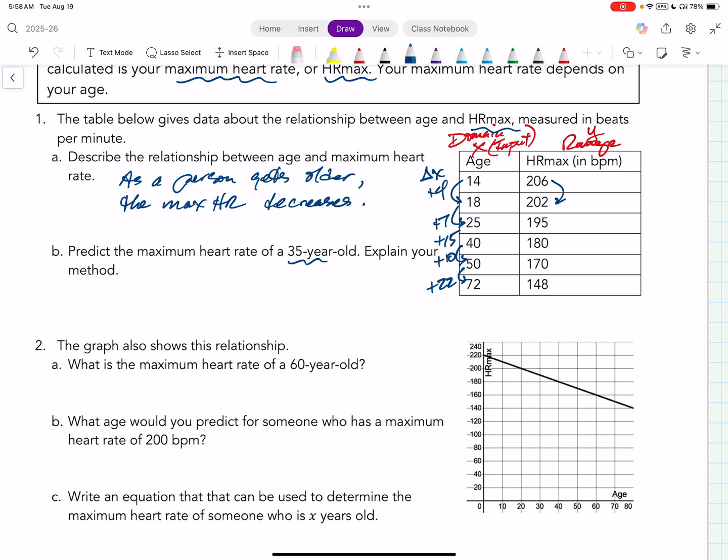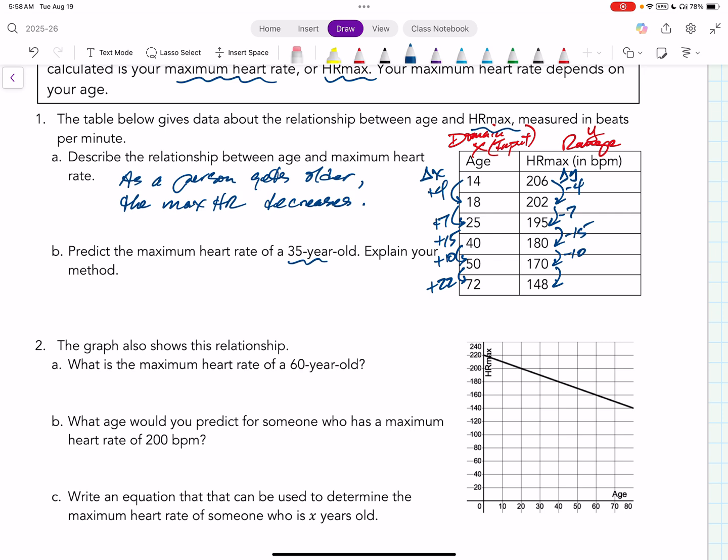But what's going on in the maximum heart rate in beats per minute? If you can't do this in your head, then you can use a calculator, whatever you need to do. From 206 to 202, there's a decrease of 4, so it's minus 4. We refer to this as delta y, or a change in the maximum heart rate. From 202 to 195, again we're decreasing, so the rate of change has got to be negative, but by how much? That's a minus 7. From 195 to 180 is a decrease of 15. From 180 to 170 is a decrease of 10.